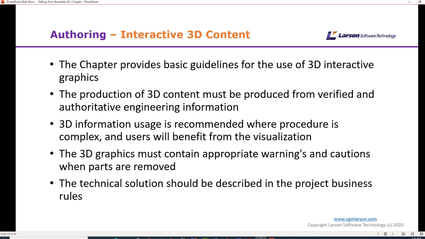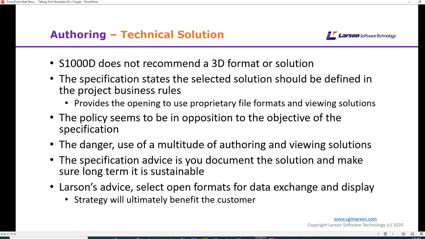There's a section called the technical solution, and this is where I think there's a missed opportunity. There is no recommendation for a 3D file format. All it states is that the technical solution must be defined in the project business rules. So what this really means is you could define any solution for delivering the 3D data. It could be based on proprietary, open, or whatever you want, or whatever's convenient for the project or makes sense from a cost perspective for the project.